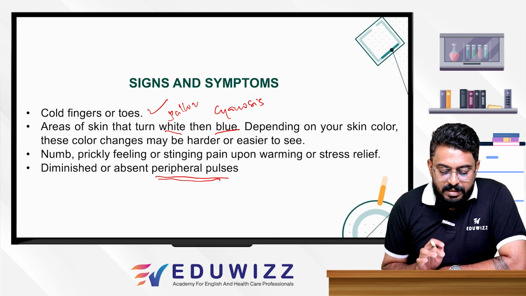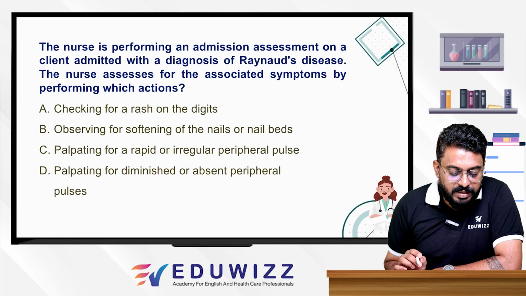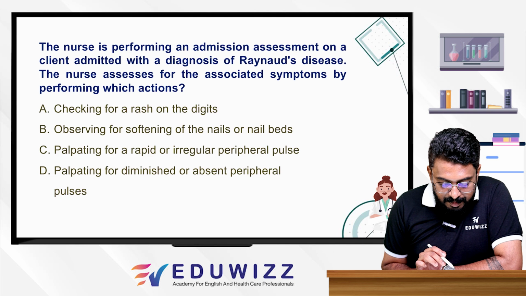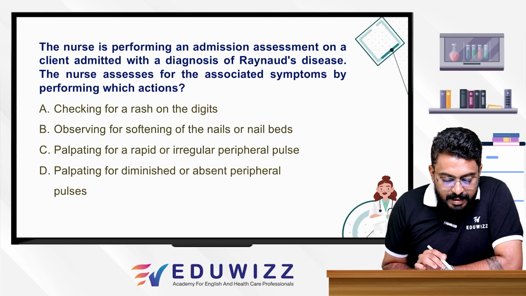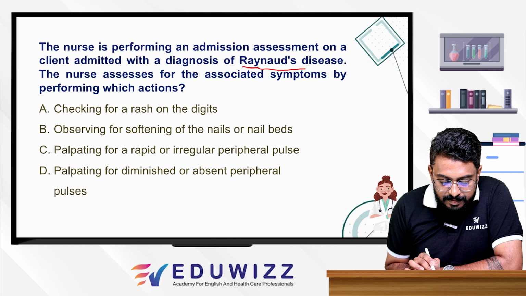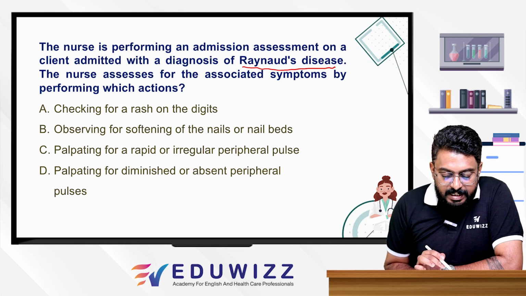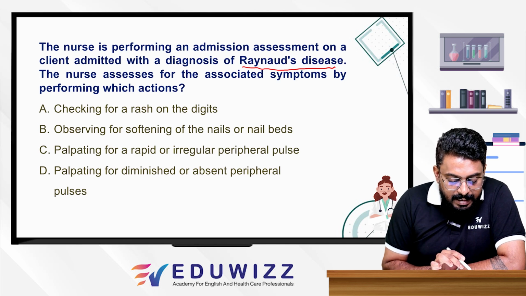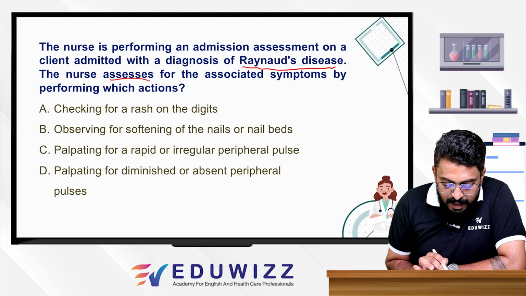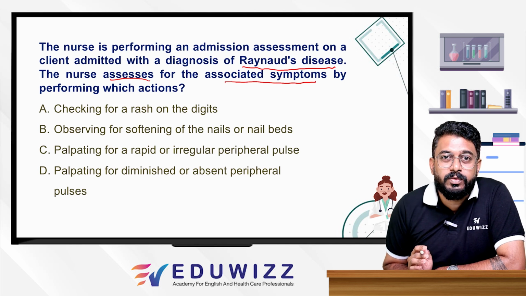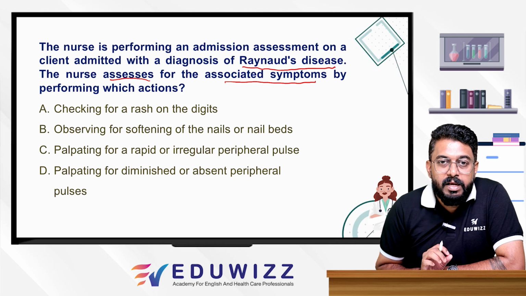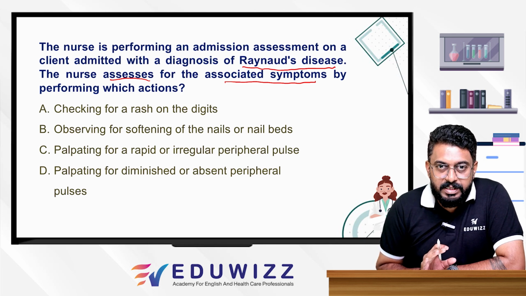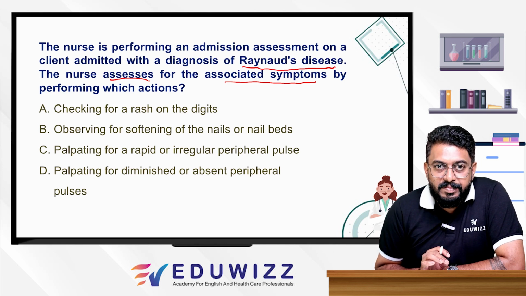Now let's go to the question. This is a question related to Raynaud's disease. The nurse is performing an admission assessment on a client admitted with a diagnosis of Raynaud's disease. The nurse assesses for associated symptoms by performing which actions? So here the patient has Raynaud's disease and the nurse wants to assess for the associated symptoms. What action should a nurse perform? The question is based on assessment findings, or what clinical features a nurse can assess in a patient with Raynaud's disease.